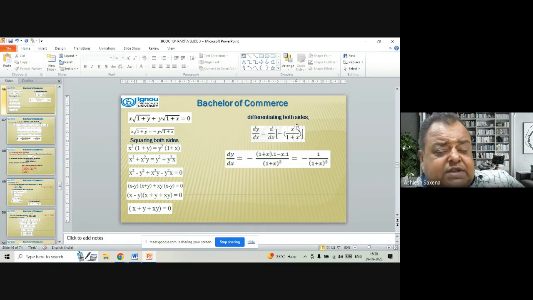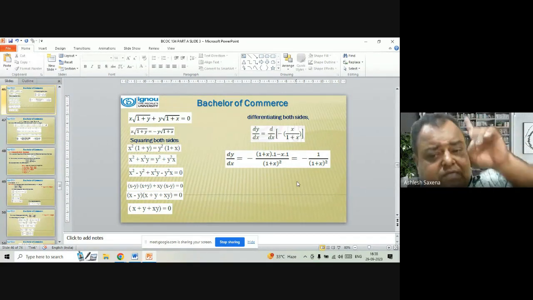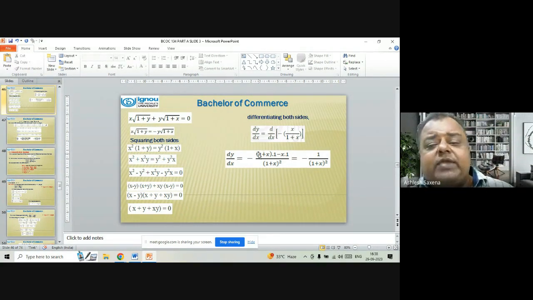I will be differentiating x. Derivative of x is 1. Minus x into derivative of 1 plus x. That means 1 plus x is derivative of 1 is 0 and derivative of x is 1. We are left with 1. In numerator, you can see we are going to get 1 only. And in the denominator, it is 1 plus x whole.